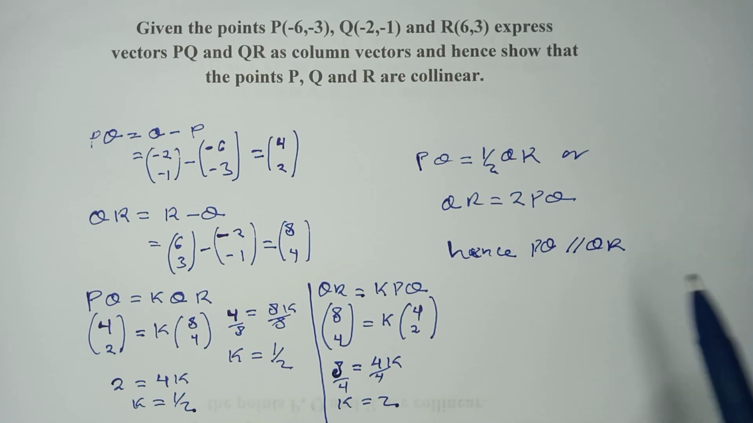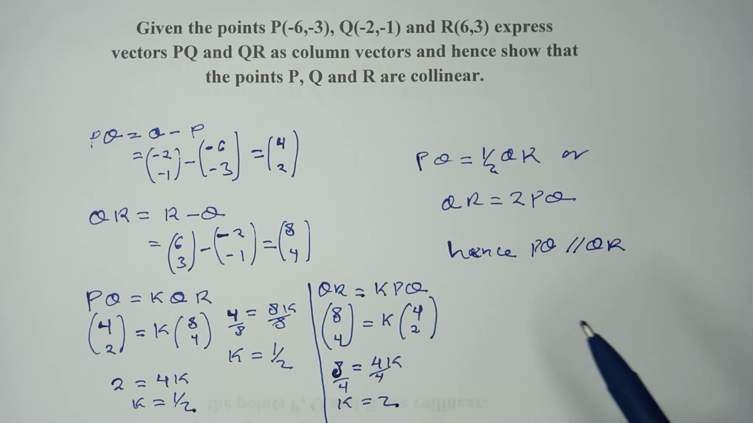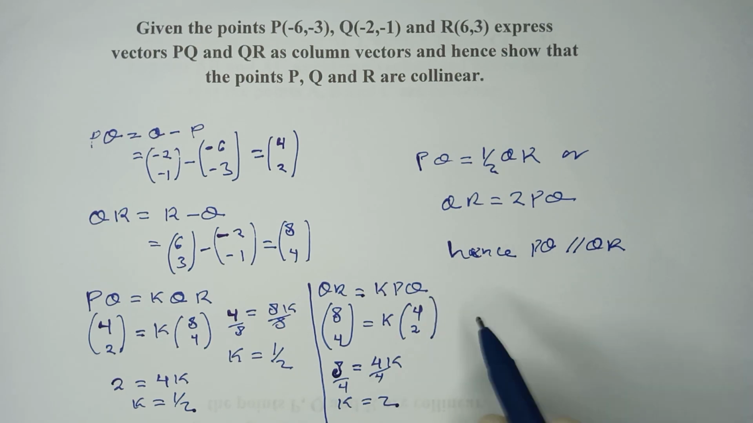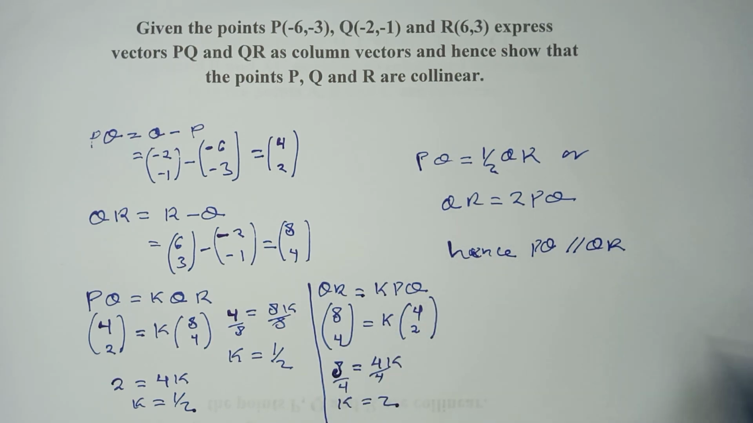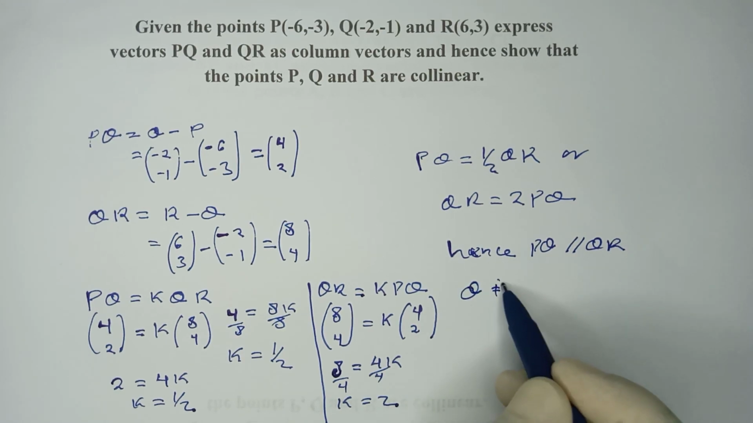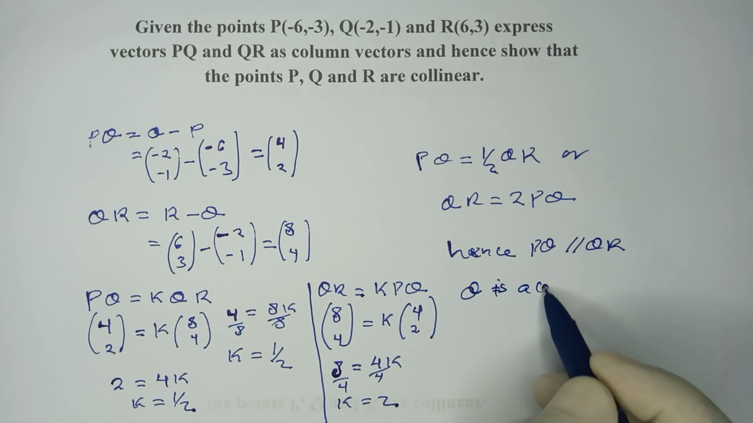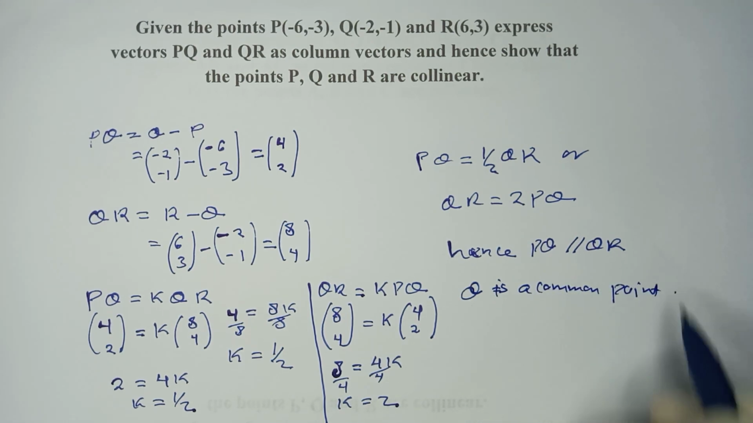We have said that you have to do two things. One, you must express one as a scalar multiple of the other. Two, you must show there is a common point between them. If you check between those two vectors, we have a common point, which is Q. So Q is the common point, and you have shown that those three points are collinear.